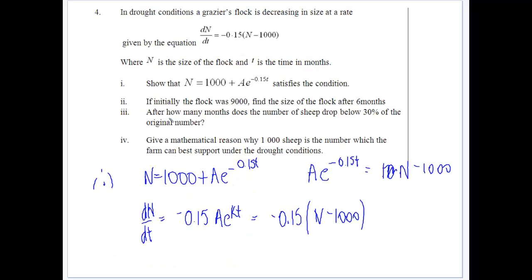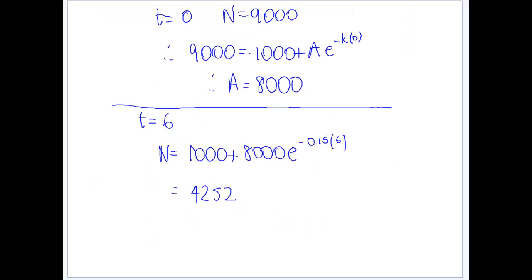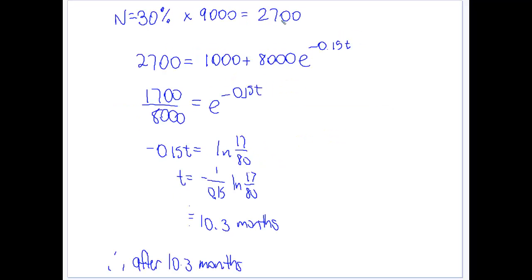The next question: after how many months does the number of sheep drop below 30% of the original number? So 30% of the original number, which we said was 9,000, gives us 2,700. So we get 2,700 equal to 1,000 plus 8,000 e to the minus 0.5t. And we're working to find t this time.